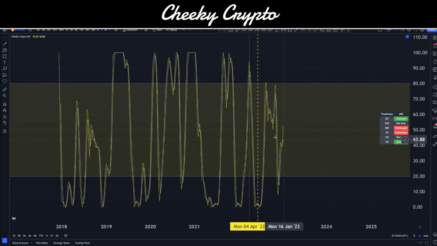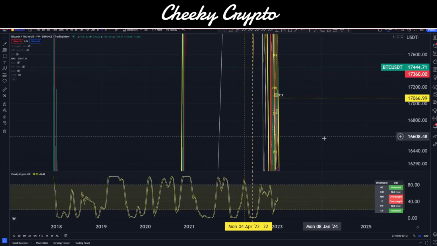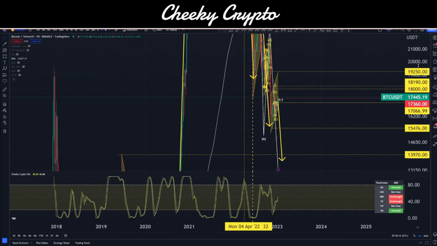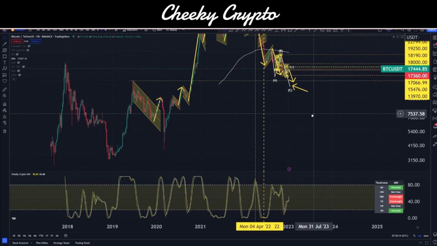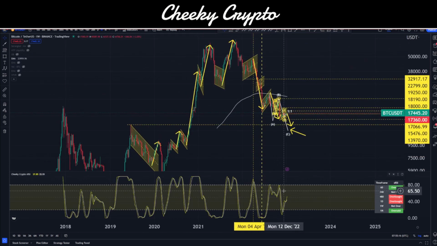It doesn't have to go all the way. We've seen things reverse midway through here before anyway, but it is a point of interest to note that on our weekly time frame here, we could see a more massive collapse in the market. It'll be interesting to see by the week's end where this stochastic RSI is on our weekly time frame.